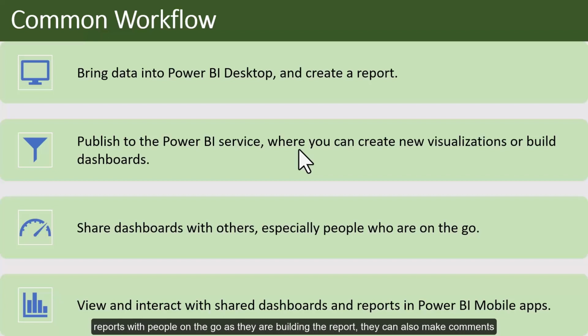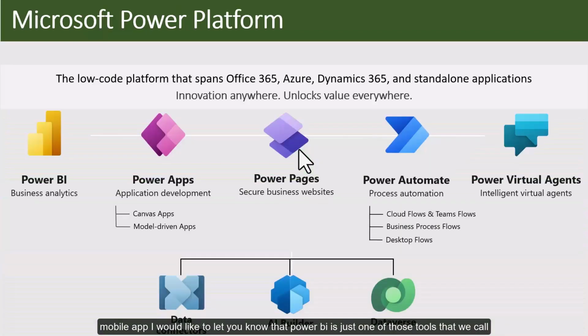Now in your Power BI service, you can share those reports with people on the go as they are building the report. They can also make comments. Depending on the permission level they have, they can also create new reports. They can also create dashboards in the workspace of the organization. And you can interact with this dashboard and reports with your Power BI mobile app. So in most of the cases, it starts from Power BI Desktop to the Power BI service to the Power BI mobile app.